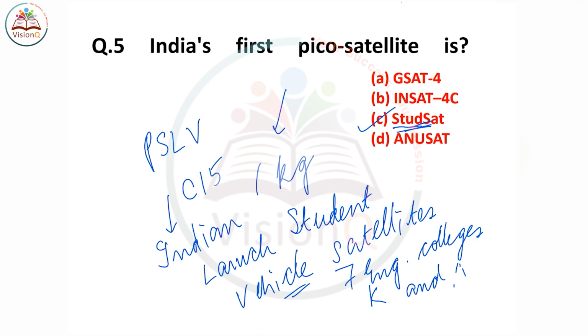So it was developed by 7 engineering colleges from the 2 states, Karnataka and Andhra Pradesh. The answer of this question will be option number C, student satellite. Next question will be question number 6.